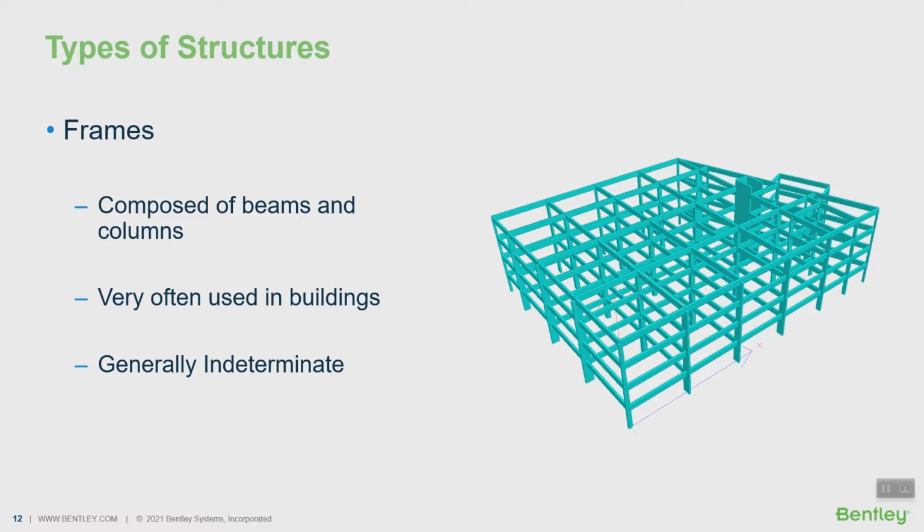Frames are frequently used in buildings, and the main structural elements in this system are beams and columns. Like trusses, frames can also be either a plane frame system or a space frame system. This frame shown over here is a space frame used in a typical 3-story building, and these types of structures are generally indeterminate. We will discuss what this means in the later parts of this video.